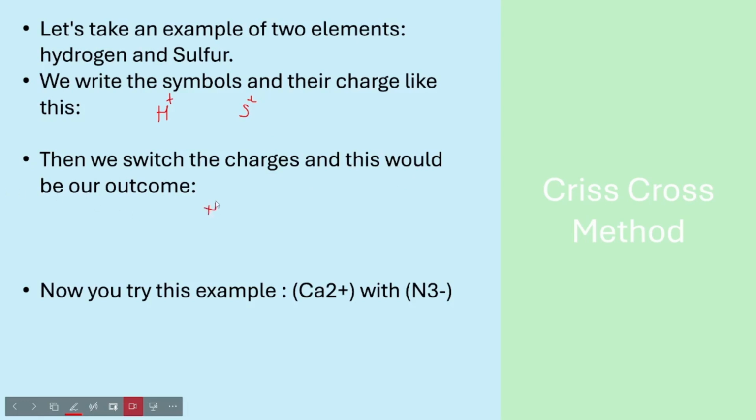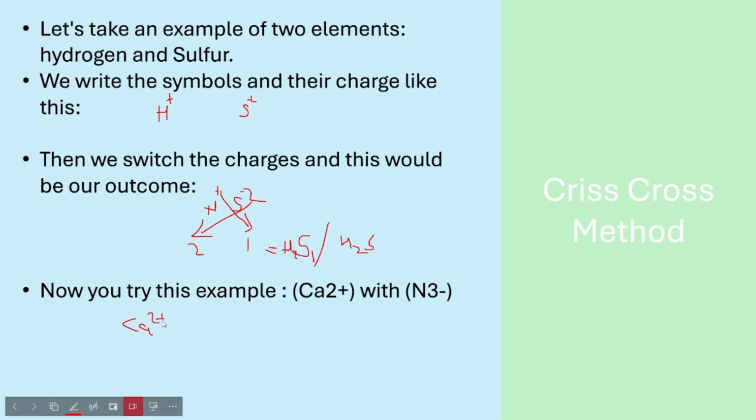So we'll take hydrogen and sulfur, +1, -2. This 2 would go for hydrogen and the 1 would go for sulfur. So we have 2, 1, and our formula would be H2S1 or just H2S. Now you can try this example, Ca2+ with N3-.